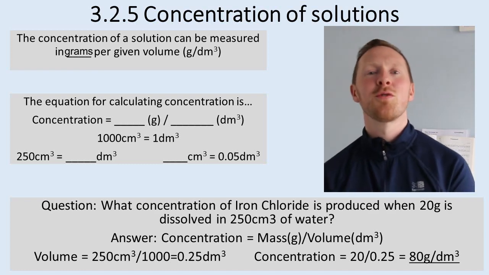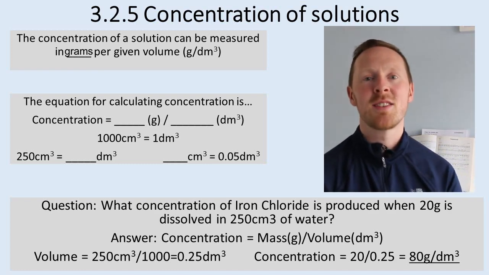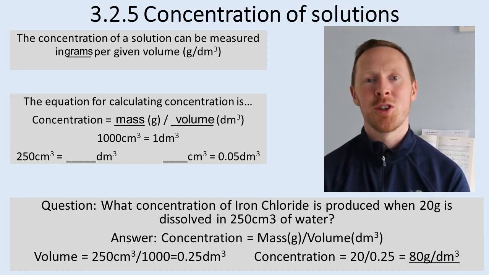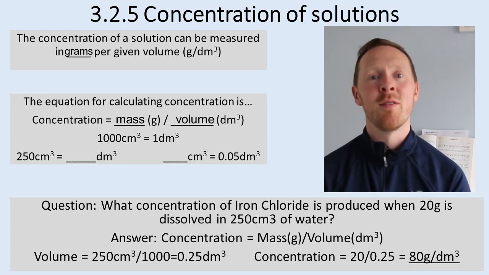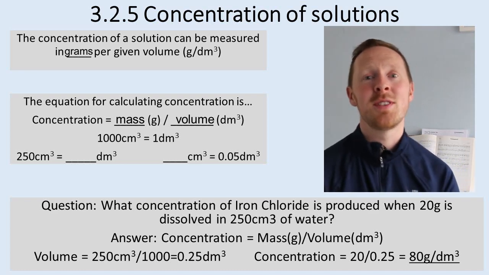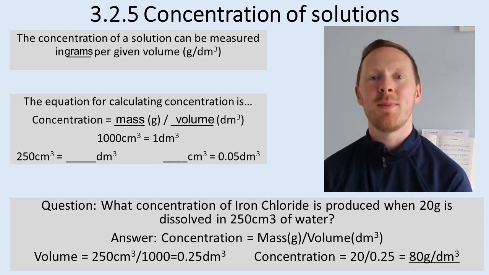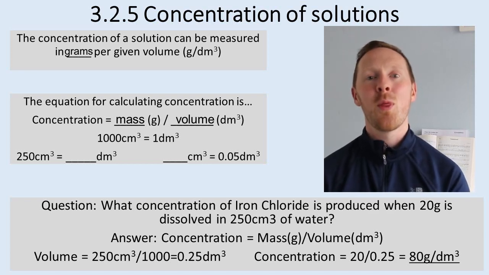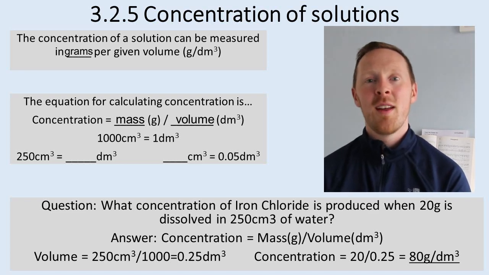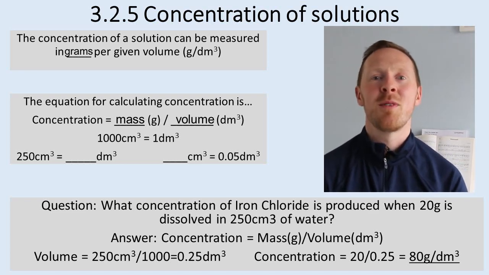So the equation for concentration is grams, or mass dissolved, divided by volume of water, or volume of solution. So grams per volume, mass over volume. The complication is you're going to use decimeters cubed, not centimeters cubed. So you need to know 1,000 centimeters cubed is 1 decimeter cubed. So if you're unsure, just have a look at practicing some of these.